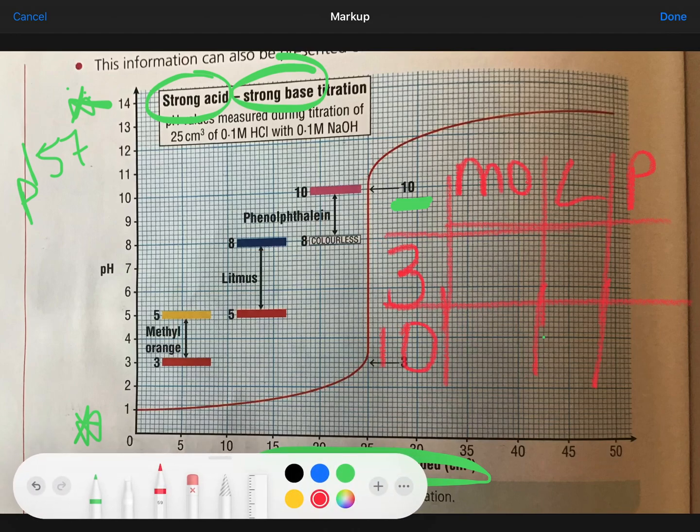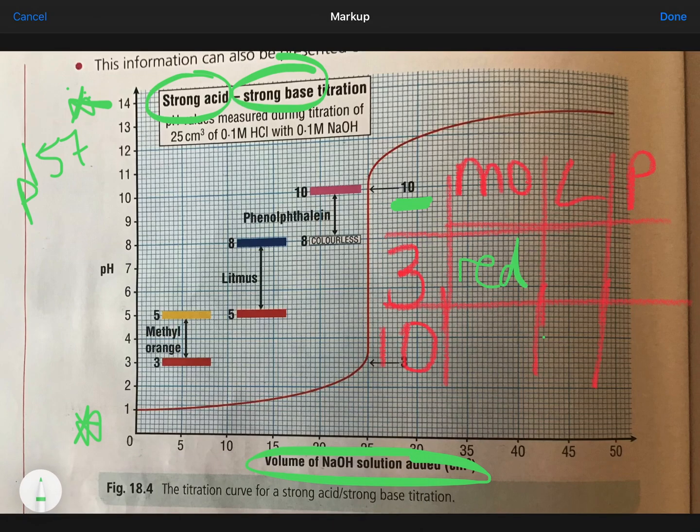3 and 10. So say to yourself, well, what colour would methyl orange be at 3? At 3, methyl orange is red. What colour is methyl orange at 10? Methyl orange is yellow. Would that methyl orange indicator tell you clearly where there's this sudden jump in pH? Yes, it would, because it changes colour. Litmus, red and blue. Litmus would also be okay. And phenolphthalein, below 3, phenolphthalein is colourless. Above 10, phenolphthalein is pink. So actually, any of the indicators would be suitable for use.